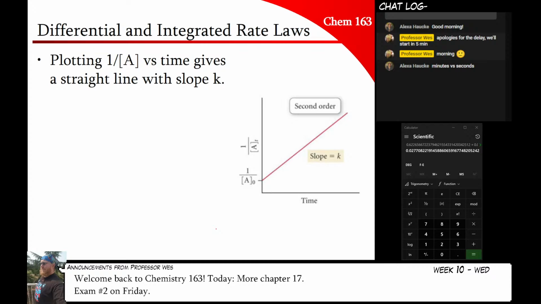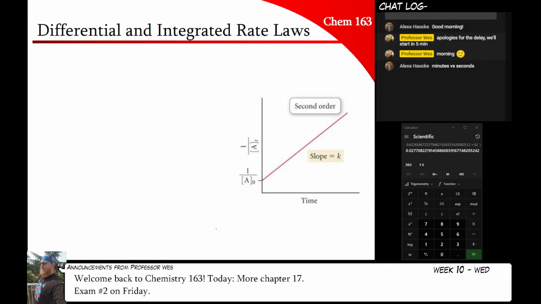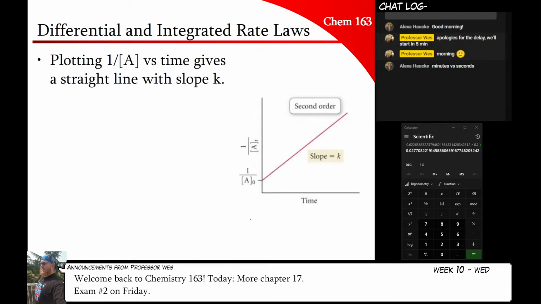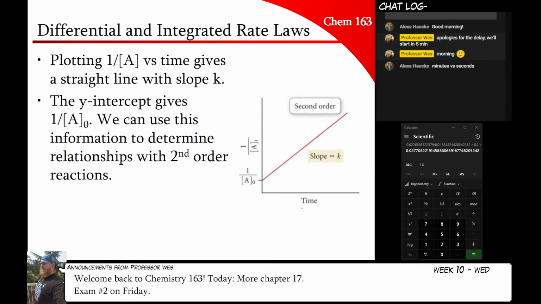The slope is still the rate constant, because our equation here still models y equals mx plus b. And so all of this information just checks out from that equation. So here's my slope. The y-intercept is whatever my initial amount was, computed as an inverse.